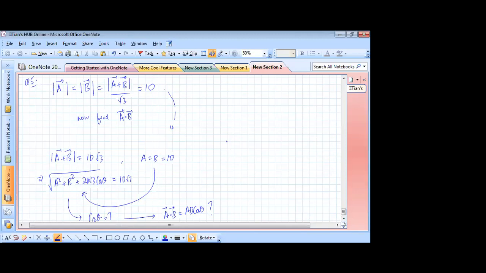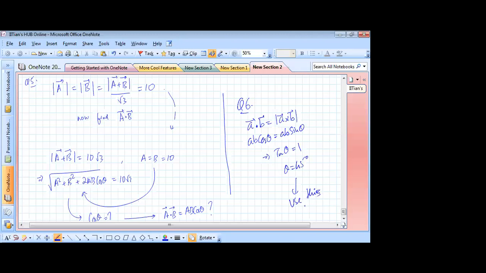Similarly, the sixth question is a very simple situation. It is given that A dot B is equal to the magnitude of A cross B. So AB cos theta is equal to AB sin theta. That means tan theta is unity, or theta is 45 degrees. Now just use this for the magnitude of A plus B and get the answer.